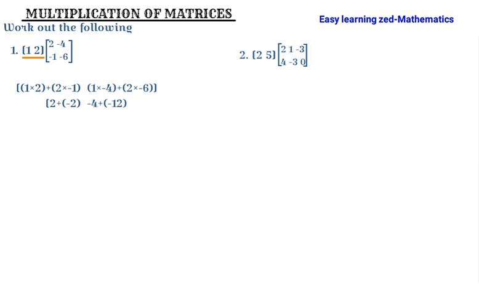So I've got 2 plus negative 2, which will give us 0. Then negative 4 plus negative 12 will give us negative 16. So the final matrix we have gotten is 0, negative 16. That is the final matrix.